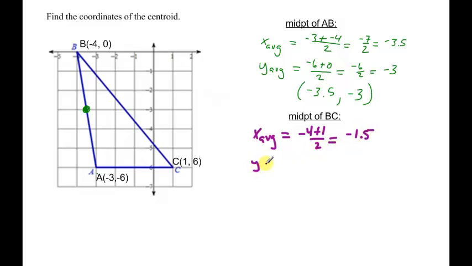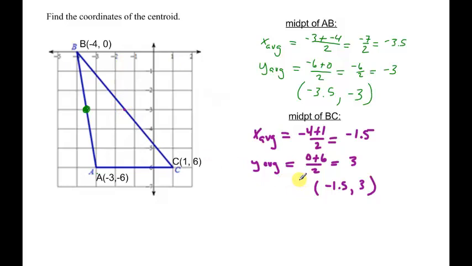Now for our y average, we're going to do the same thing. Our y's are 0 and 6, so adding 6 to 0 and dividing by 2 gives me 3. So my coordinates for this midpoint are -1.5, 3. Let's see if that looks good on our graph. So -1, and there's -1.5, and then to -3.